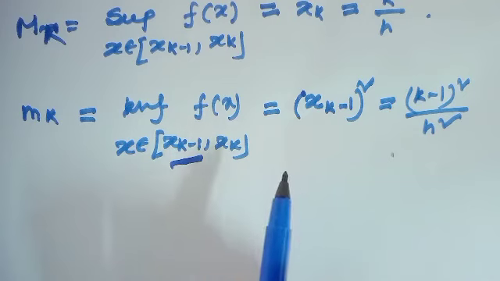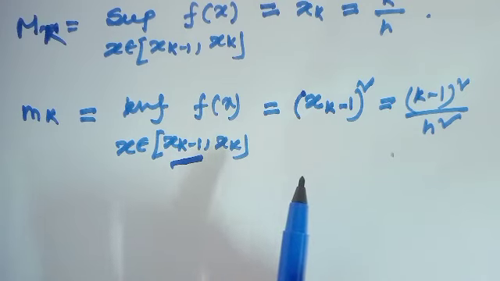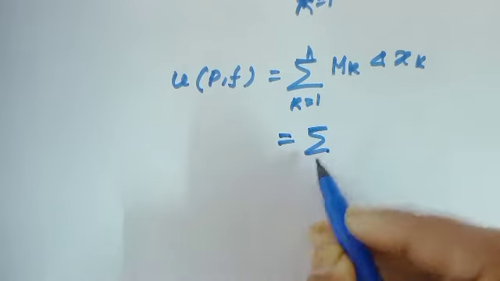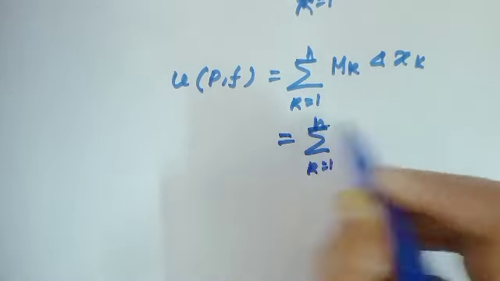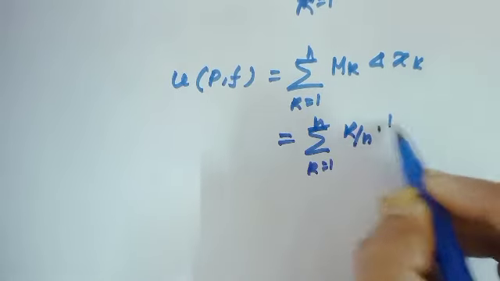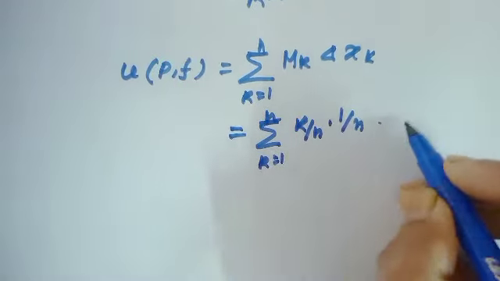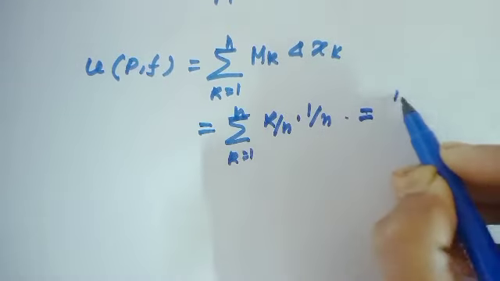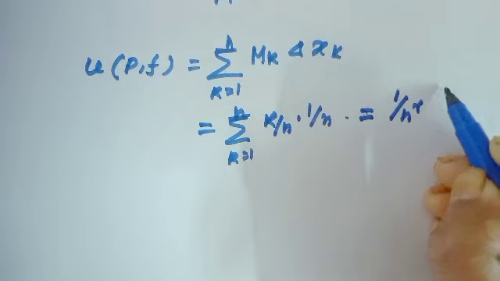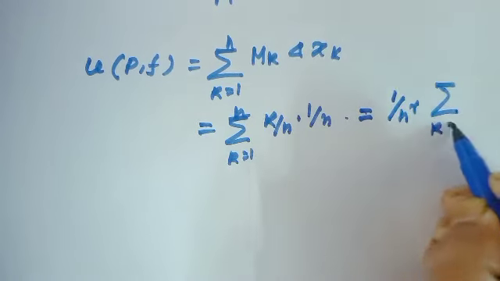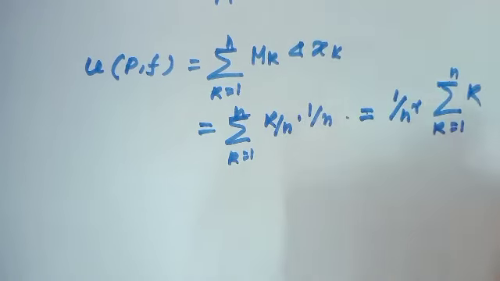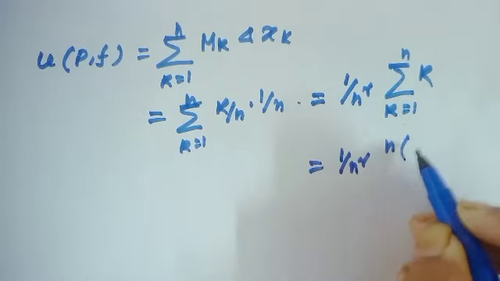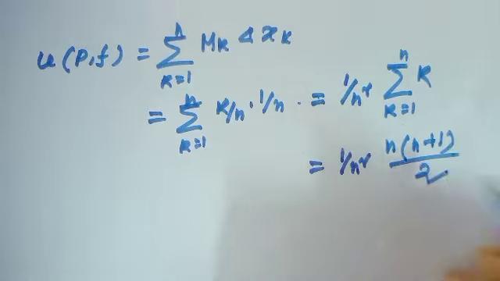Now we have to find UPF and LPF, which is similar to the summation k equal to 1 to n of k over n times 1 over n, and this is actually equal to 1 over n square times the summation k equal to 1 to n of k, and this value is similar to 1 over n square times n into n plus 1 over 2.